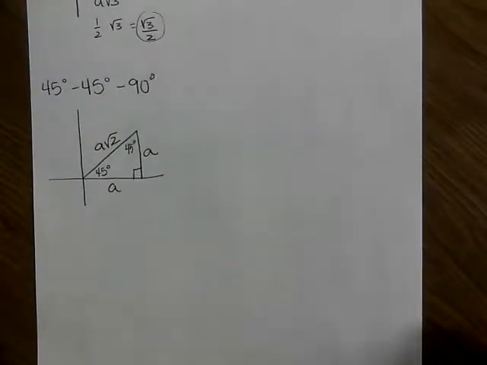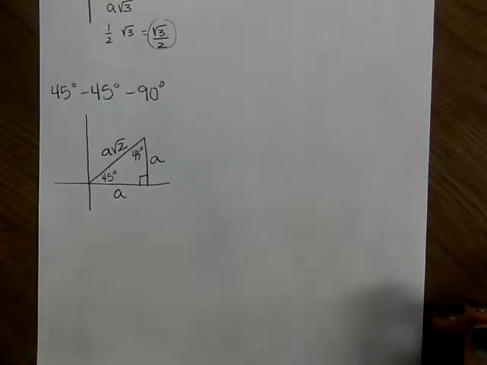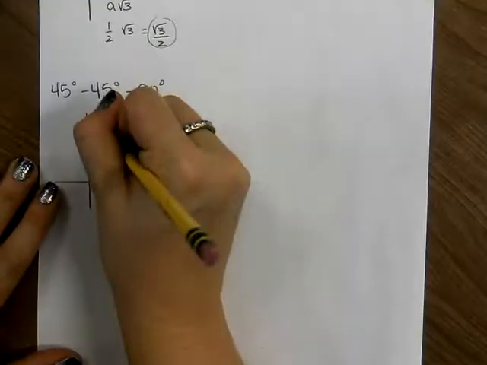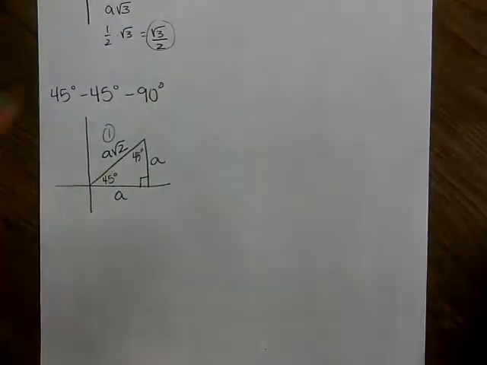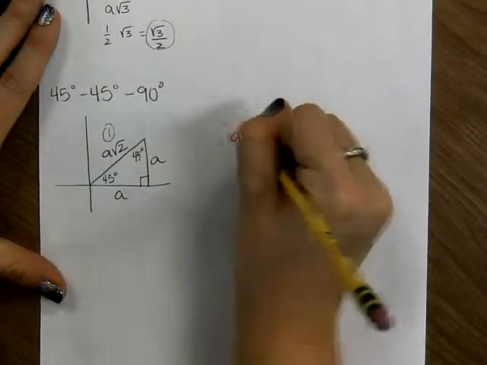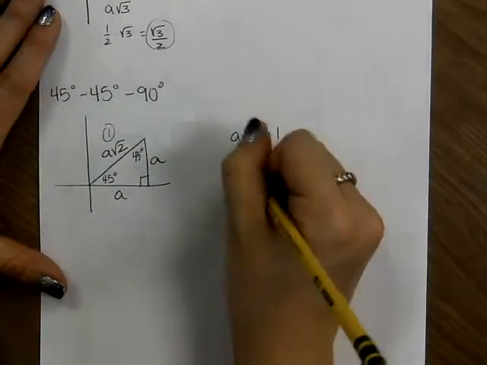Now, the same deal is happening. We're still talking about the unit circle, so our radius is still equal to 1. That means this side length is 1. So to find A, I can take A root 2 and set it equal to 1. Divide by root 2.